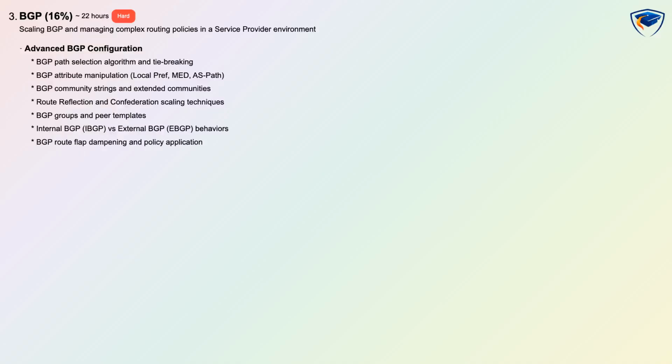influence routes. You will configure communities and extended communities, implement route reflection and confederation for scaling, use peer templates and groups, and apply policy controls to stabilize large networks. MPLS covers 14% and emphasizes label-switched path signaling and traffic engineering.